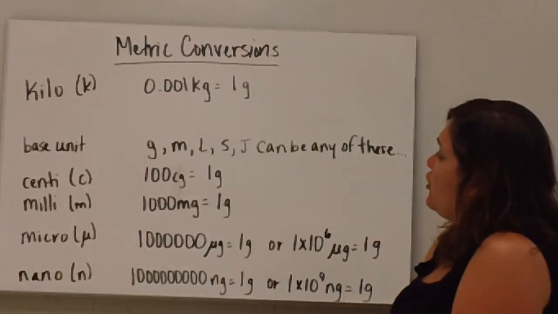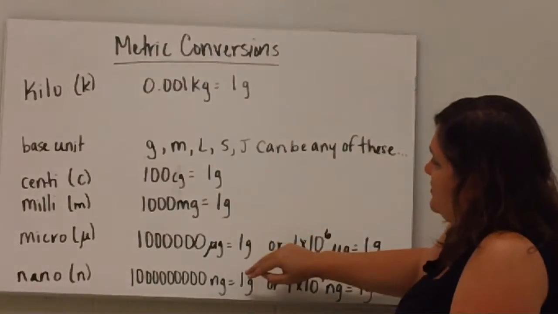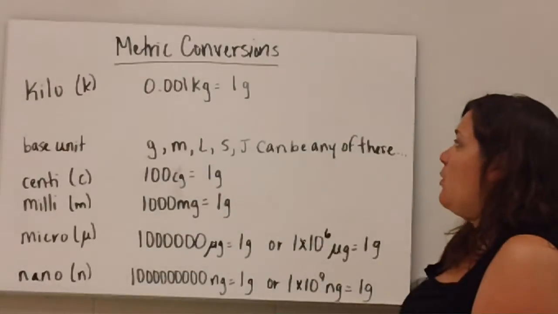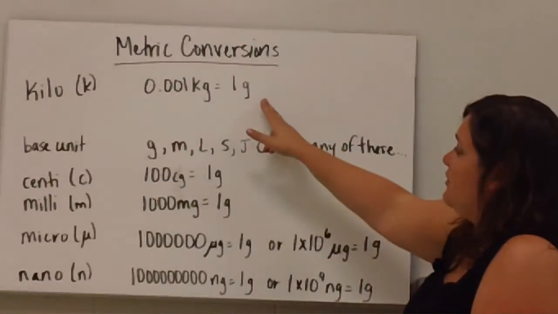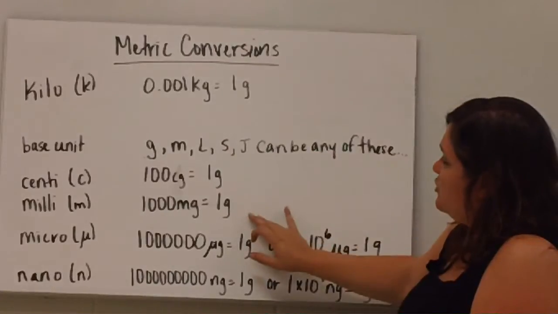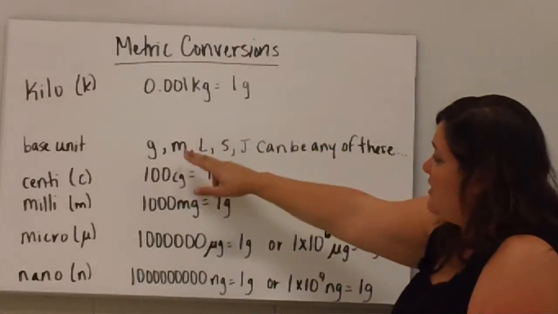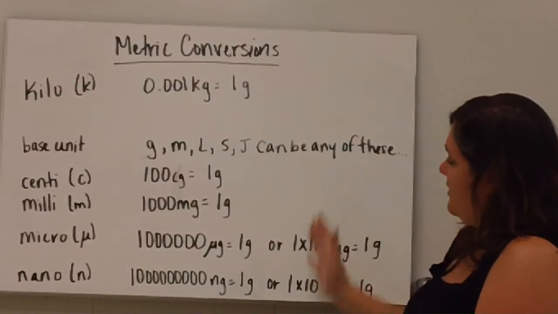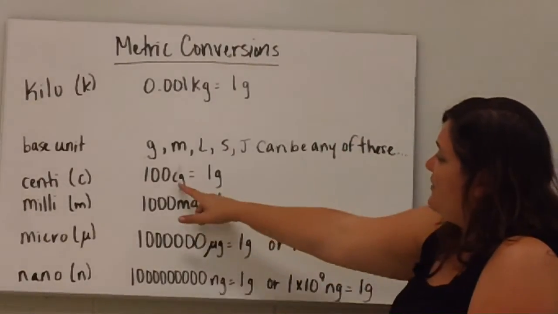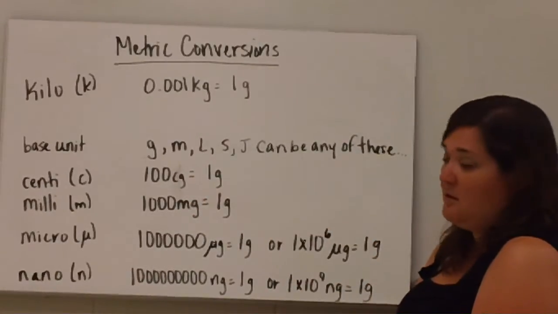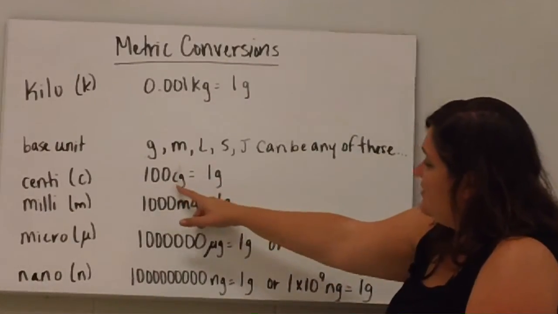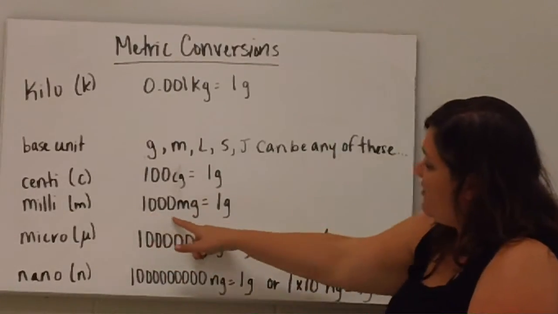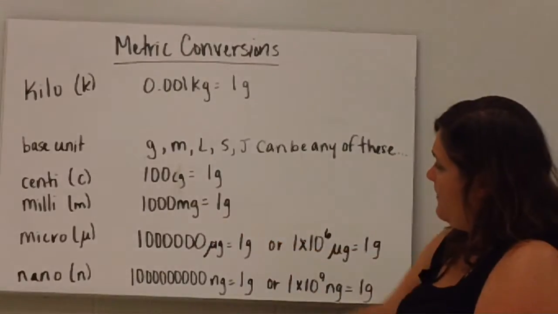Alright, so you will need to learn these conversions. A kilogram is a very large unit. Therefore, there's 0.001 kilograms for every 1 gram. Now, all of these conversions will be true if we exchange gram for meter, liter, seconds, or joules. We can interchange those. I'm just using grams as our example here. The prefix centi means 100. And so 100 centigrams is equal to 1 gram. Milli is 1,000. So we have 1,000 milligrams for 1 gram.